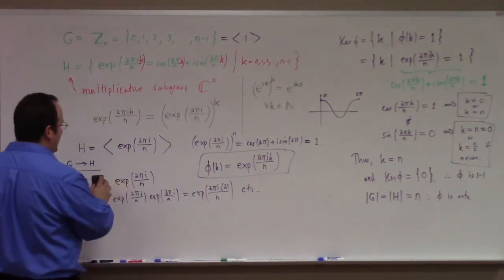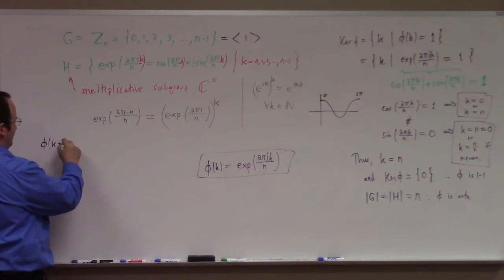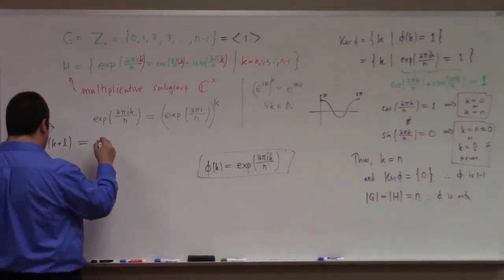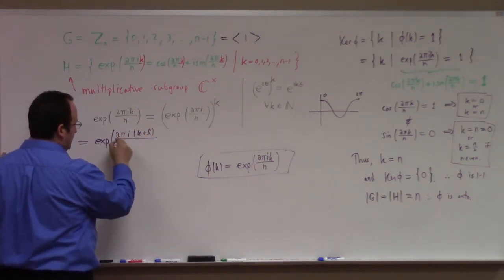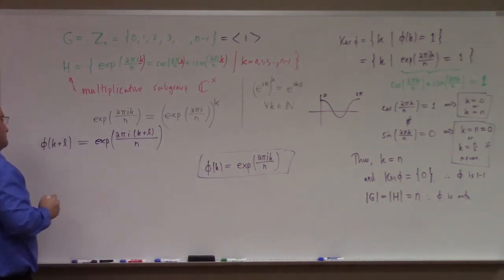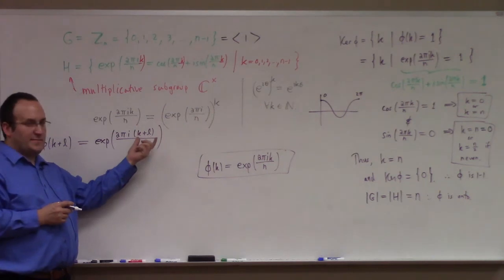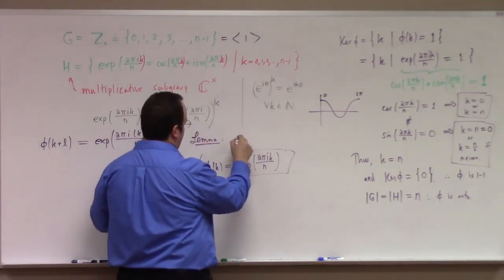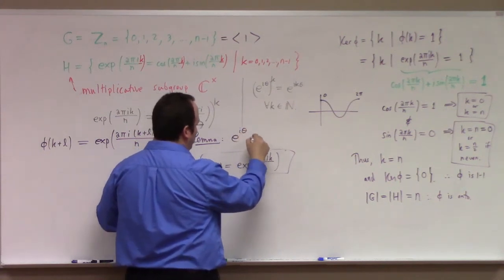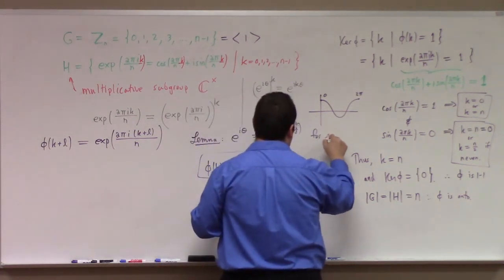Now this one's pretty. So if you look at phi of k plus l, then that's equal to the exponential of 2 pi i times k plus l over n. To be careful here, the point really is that this argument up here works modulo n, right? There really is a little lemma I should prove to you, which is that e to the i theta is equal to e to the i theta plus 2 pi j, for j in the integers.